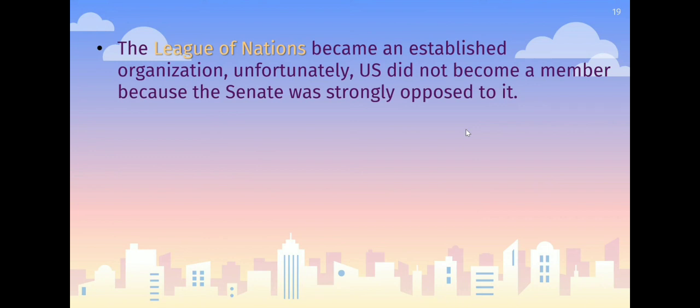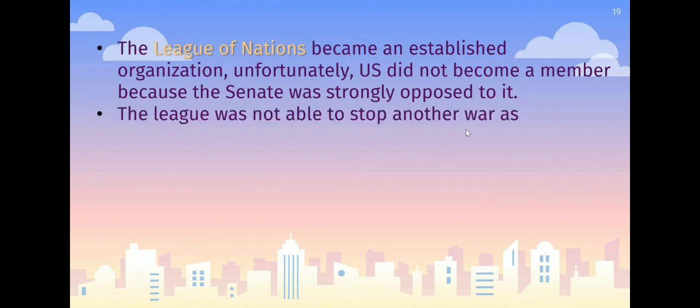People in United States were not united at that time. Tinawag silang United States pero they were not united as one. Kasi sabi nila, if we are going to have democracy, bakit tayo mag-agree na iisa lang ang susundin natin? People have different views. Kaya hindi nagkaisa ang Amerika at hindi naging miyembro ng League of Nations. And because of that, the League was not able to stop another war.